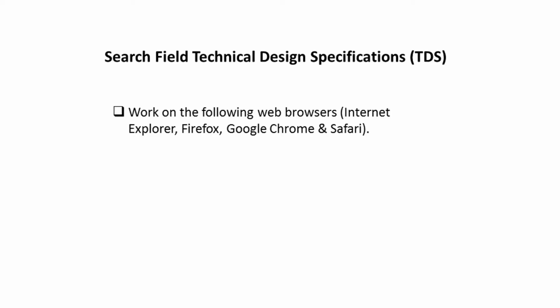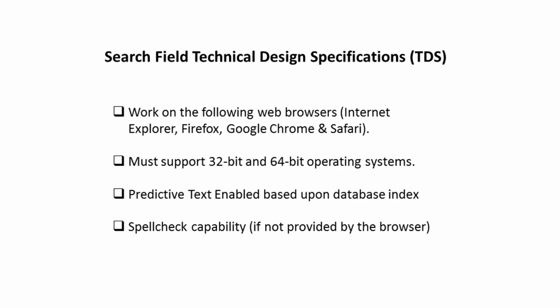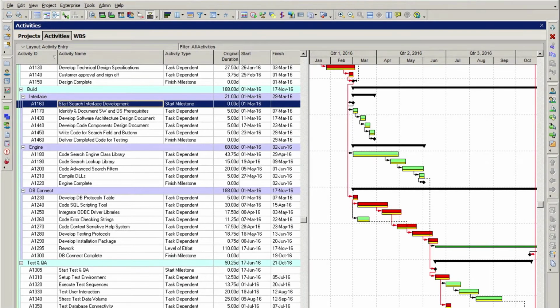It must work on the following web browsers: Internet Explorer, Firefox, Google Chrome, and Safari. Must support 32-bit and 64-bit operating systems. It must be predictive text enabled based upon a database index, and offer a spell check capability if not provided by the browser. While the above are technically describing deliverables, they are too detailed to warrant a fourth level to the WBS, so we focus on the work needed to give the interface these desired attributes.